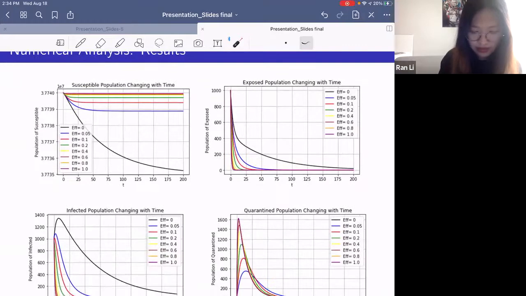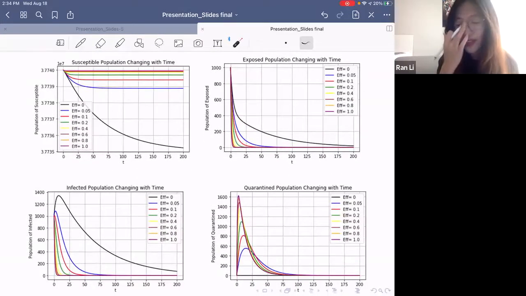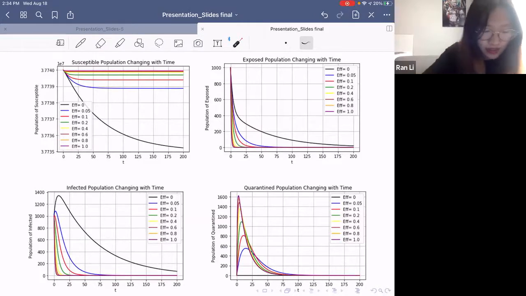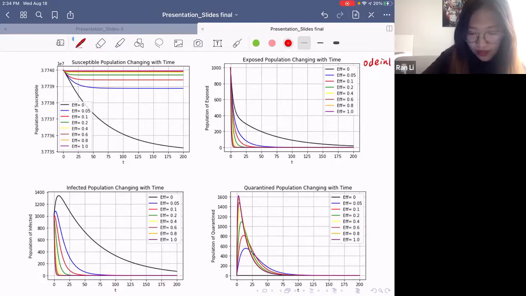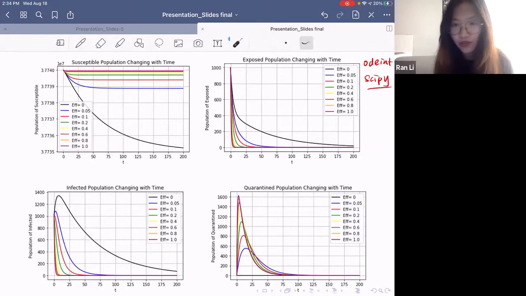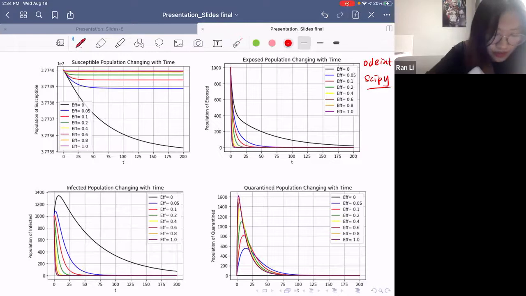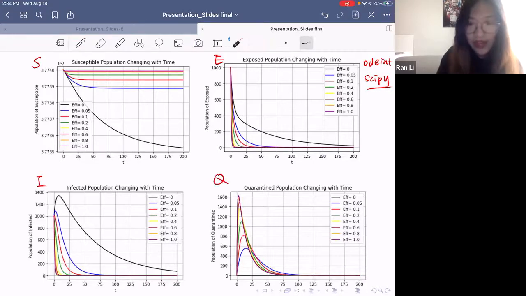Here come the results. So the ODE is solved numerically using odeint. This is a function from the SciPy package in Python. Okay, so here are the four graphs. The first one is the susceptible, and the second one shows exposed, infected, and quarantined. Actually there should be a fifth one, which is R, but that is not important, so I just omitted it. The two most meaningful graphs to see are S and I, especially I.